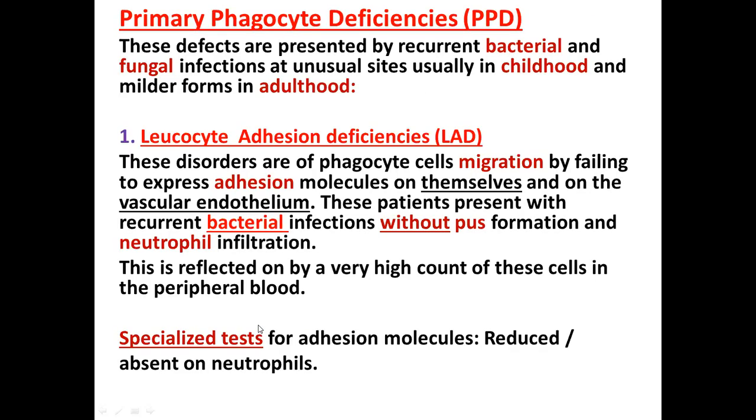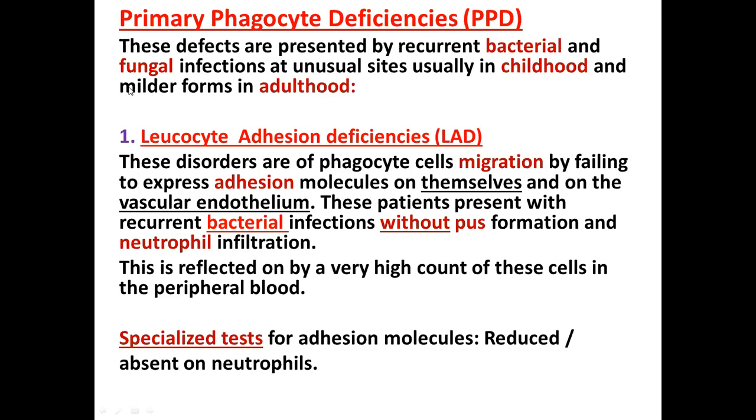Now we go to the last item, the primary phagocyte deficiency. These defects are represented by recurrent bacterial and fungal infection. Phagocytes and phagocytosis are important for bacteria and fungi, so these patients present with recurrent bacterial and fungal infection at unusual sites. It usually occurs in childhood, with a milder form in adulthood. We have three types of primary phagocytic deficiency.